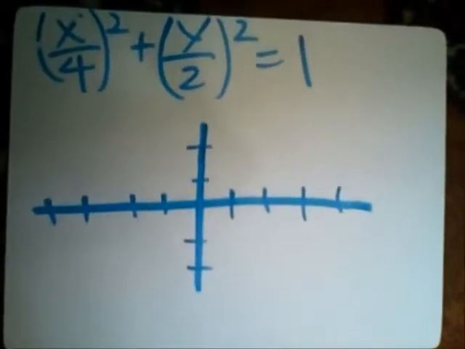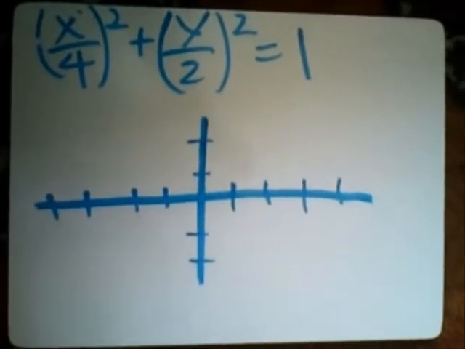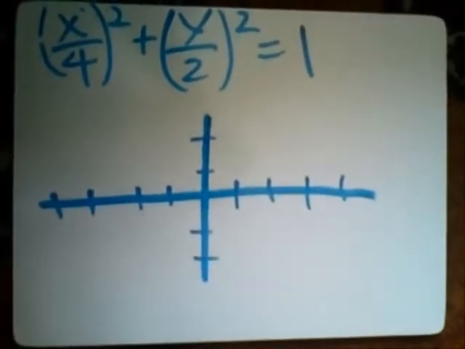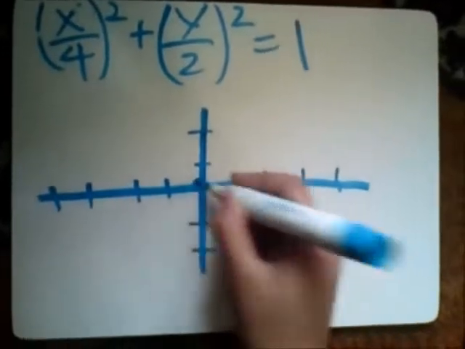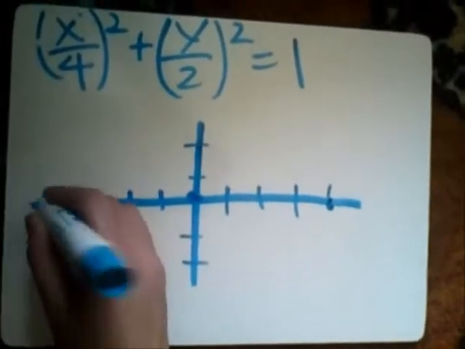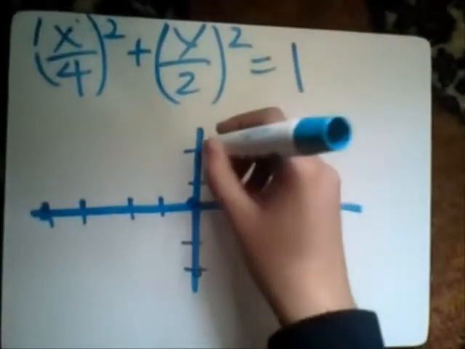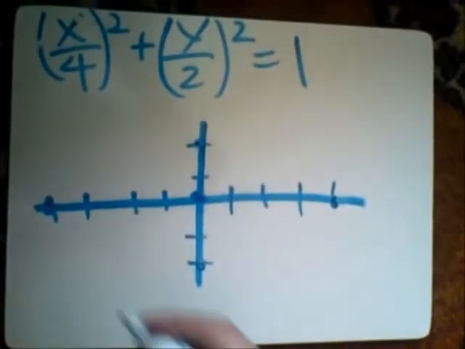With the equation x over 4 squared plus y over 2 squared equals 1, we know the shape of the equation. The center is at the origin. The major axis is the x-axis. The x-axis vertices will be 4 units from the center. The y-axis vertices will be 2 units away.